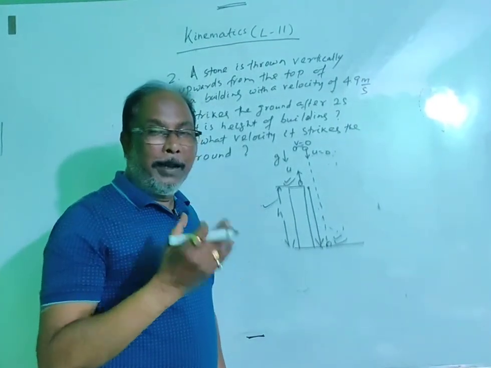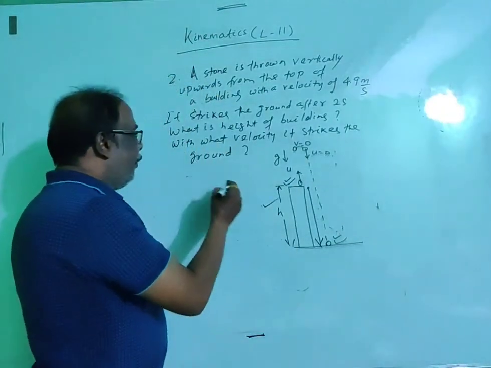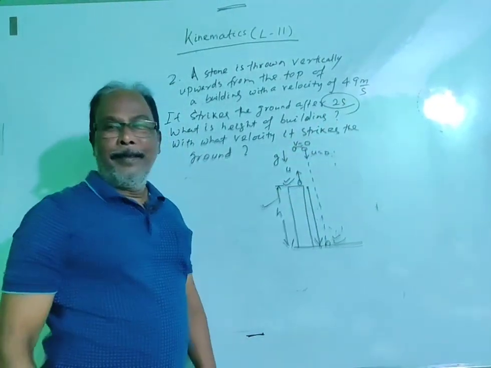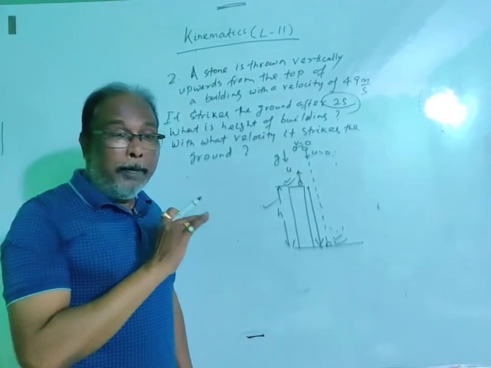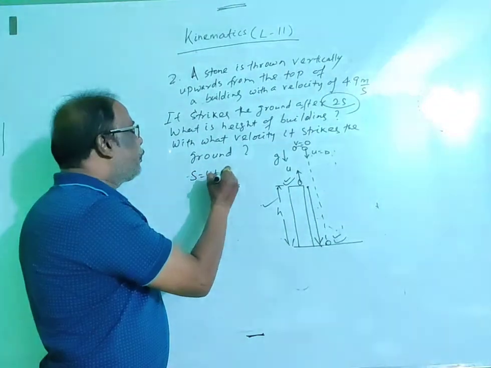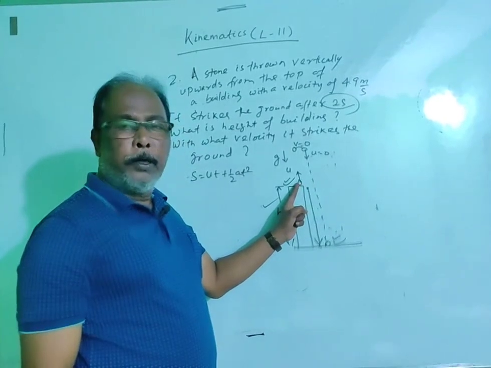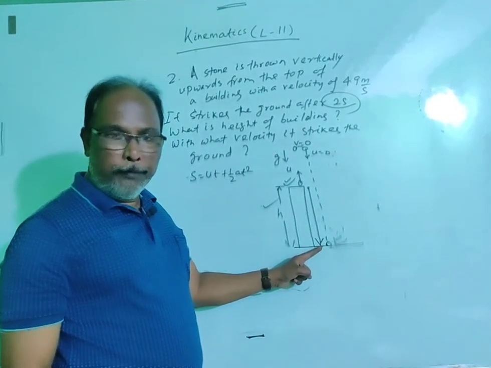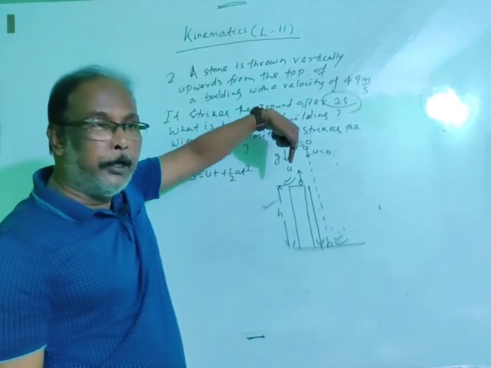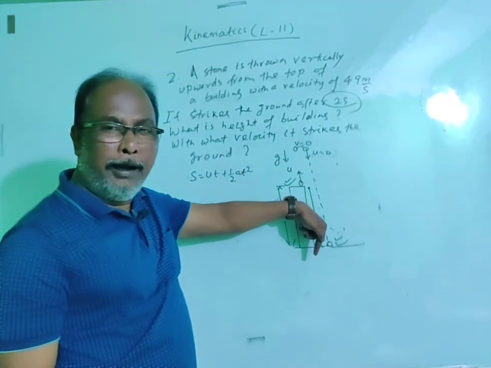Okay? Now, just recall the sign convention, which plays a great role in solving the numerical. In the previous lecture, I discussed how to get the time. Let's consider our general equation, S is equal to ut plus half at square. We are considering the motion. The ball is thrown from the top of the tower and finally strikes the ground. So vertical displacement is H, but the direction of vertical displacement is downward.